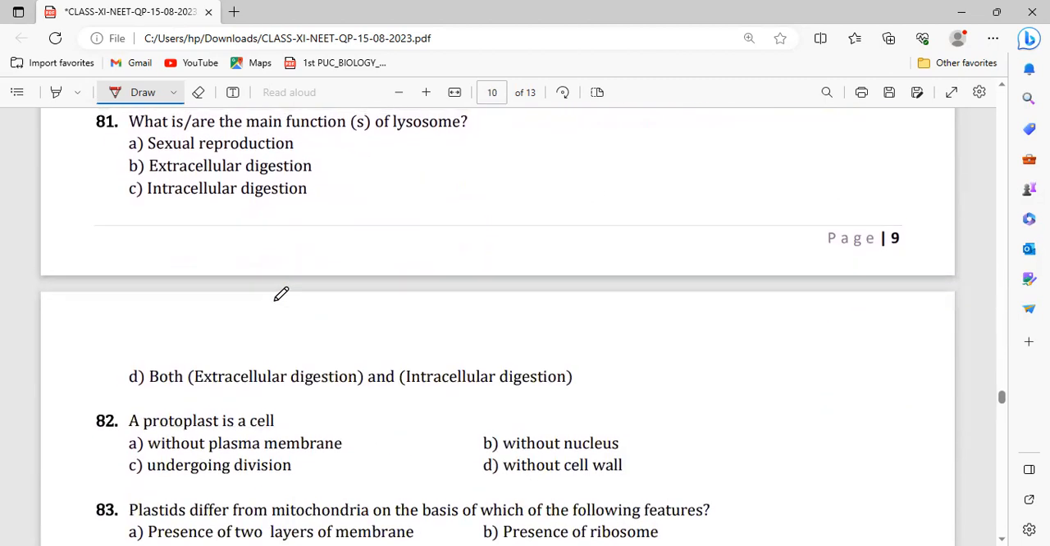81. What is the main function of lysosome? It does not help in extracellular or intercellular digestion. It also not helpful in reproduction, right? So it helps in both intra and extracellular. It is not only extra, not only intra. So if it is both, then it is correct.